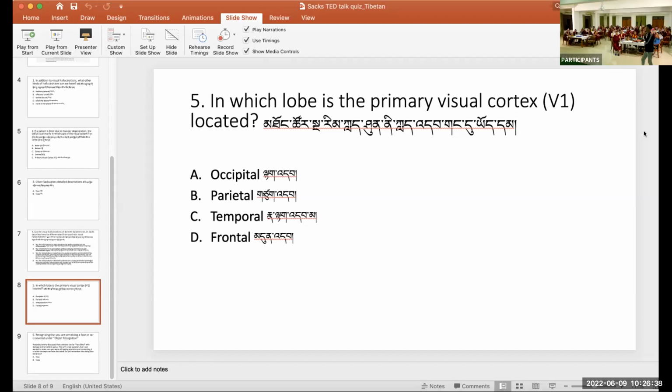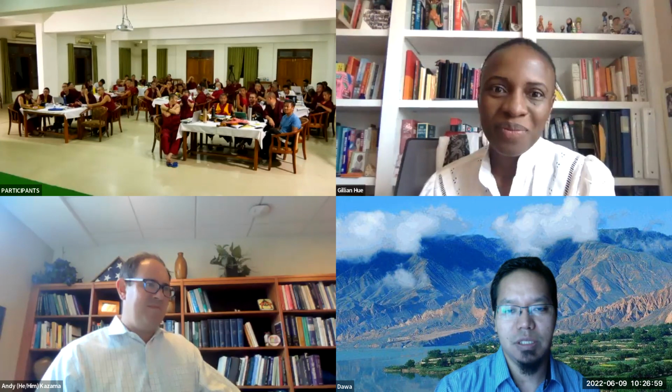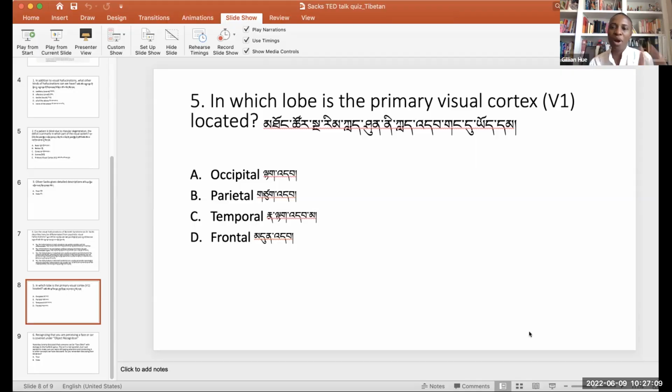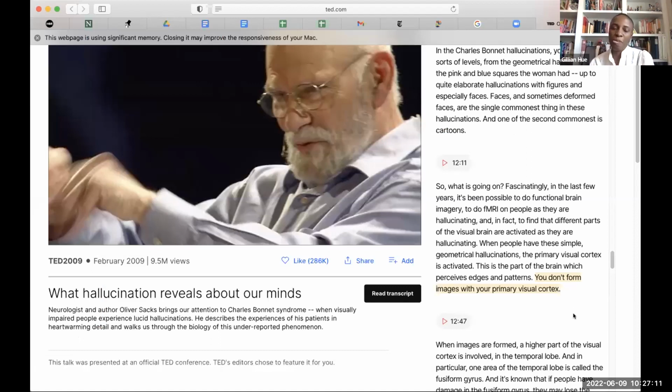Yes, the answer is A. A. Very good. This question is just to make sure that you're still paying attention because we've been doing this for a long time. But if you were teaching this in your own classes, it would be an opportunity to have another discussion about the differences between the different parts of the visual brain.